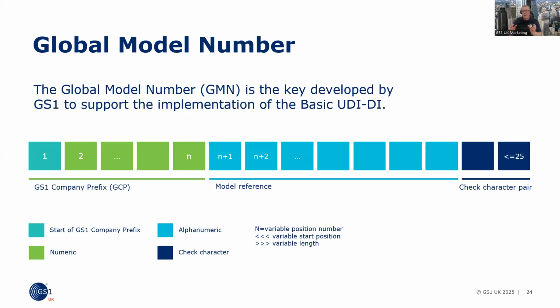And then we have a model in the middle. We have a model reference element, or your internal number, and that is for you to decide upon. We'll come on to that in a bit more detail in a moment. And then there's the check character pair. Now, the length of the global model number is a maximum of 25 characters, including the check character pair.